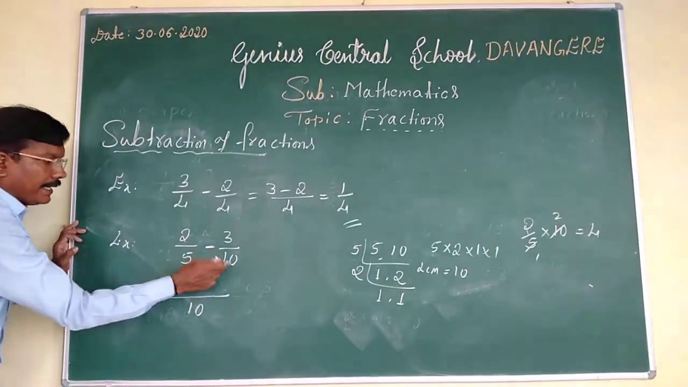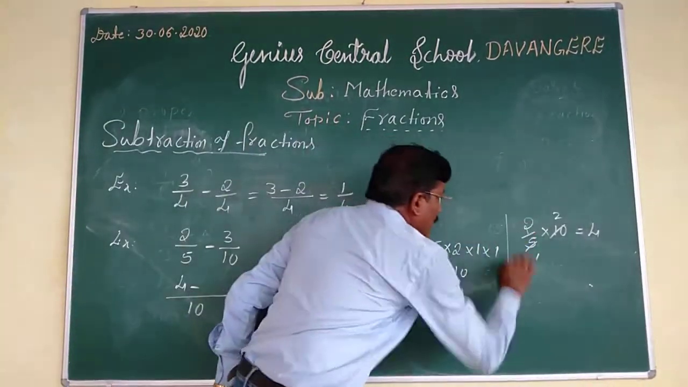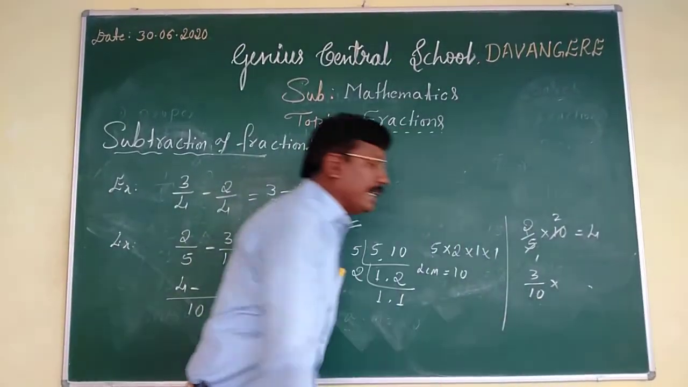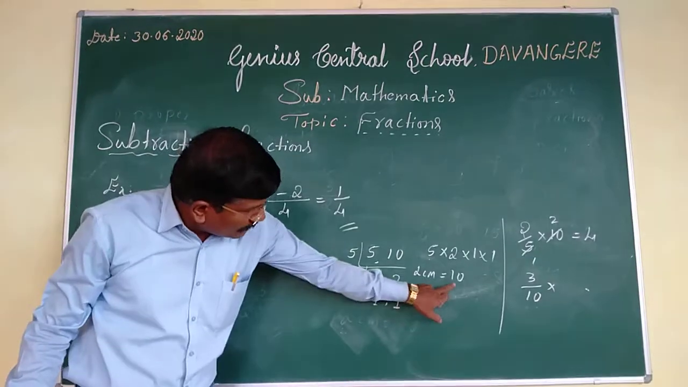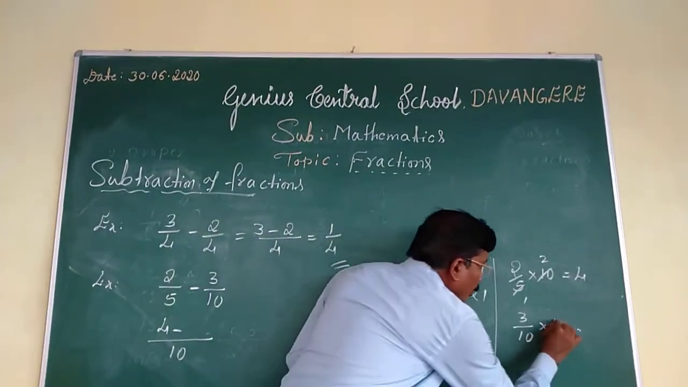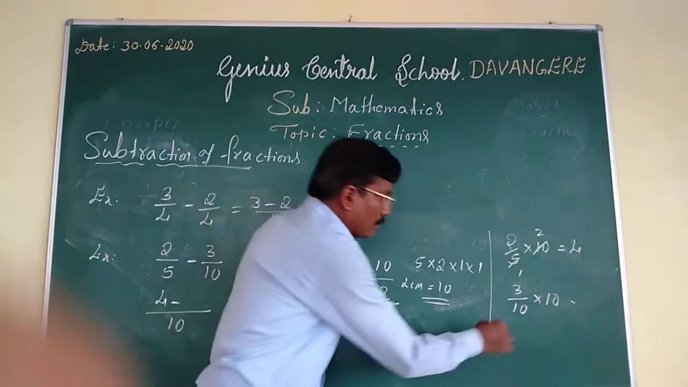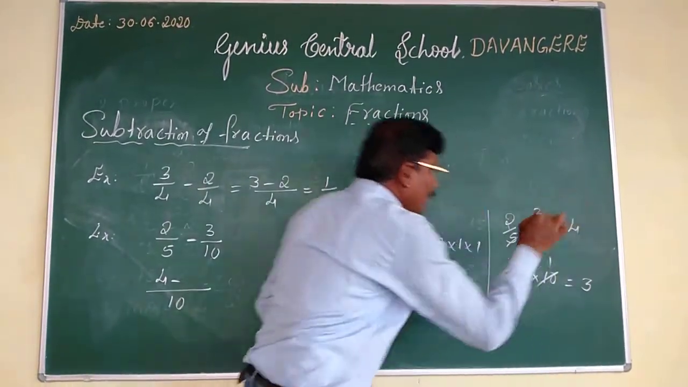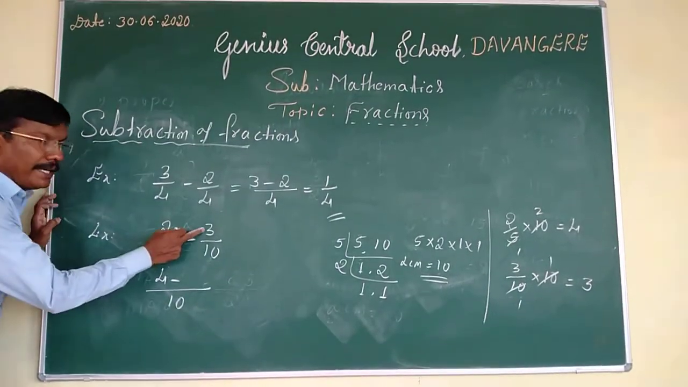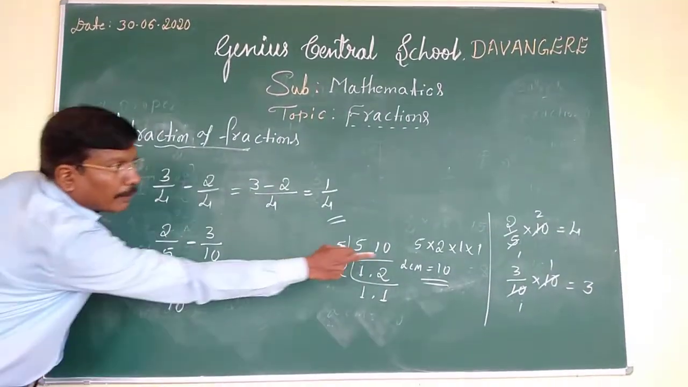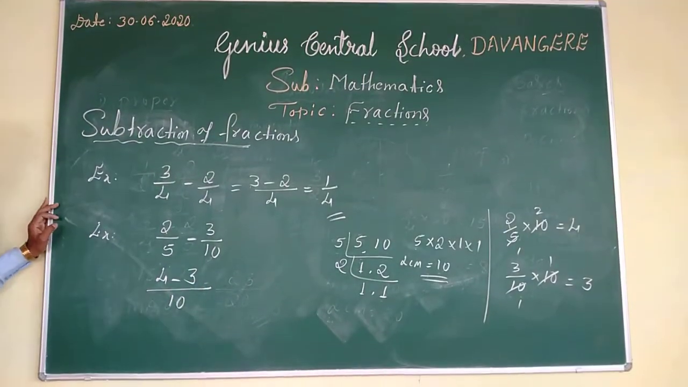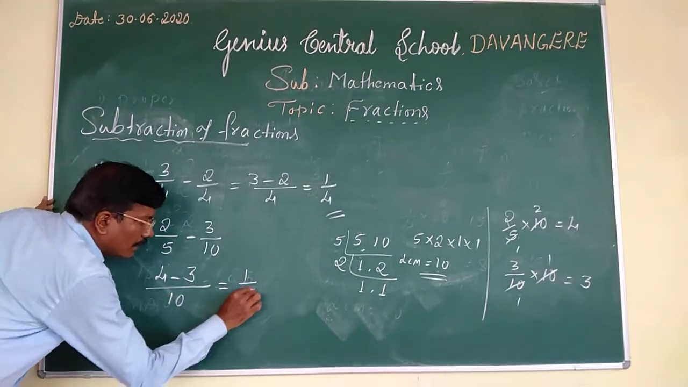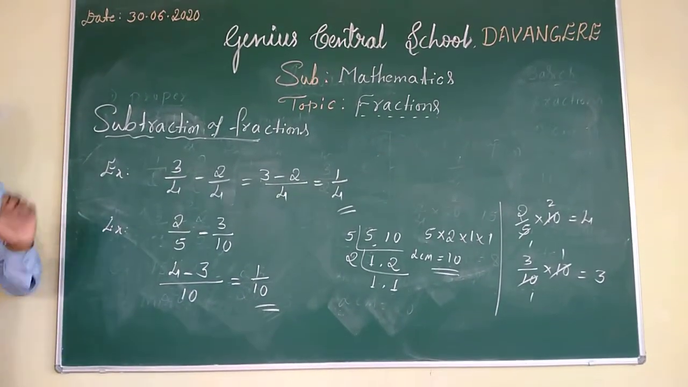What is here? Minus. Here again take the second fraction, 3 by 10. Correct? So now again equalize the 3 by 10 to the LCM. What is the LCM here? 10. Put here 10. Then 10 1s are 10, the 1s cancel. What is here? 3 1s are 3. So when we equalize the 3 by 10, it becomes 3. So put it here 3. Correct? Then 4 minus 3, 1, divided by 10. This is called subtraction of fractions.